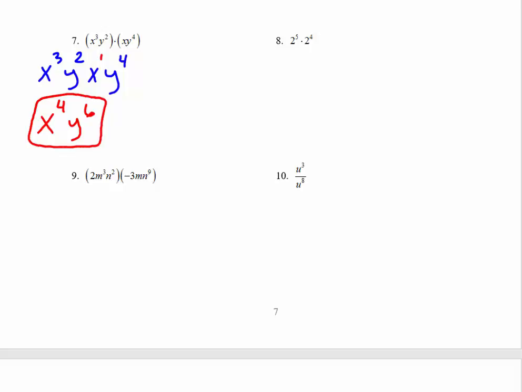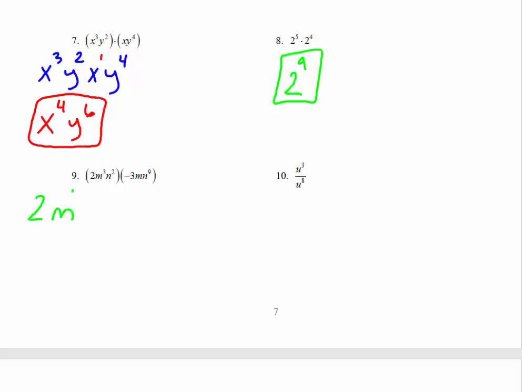On number 8, we want to make sure that we keep the base and add the exponents. So 5 plus 4 is 9. We'll go ahead and leave it as 2 to the 9th, but you can work it out if you'd like. On number 9, those parentheses really don't do anything for us because there's no power on the outside. It just shows that there's multiplication.